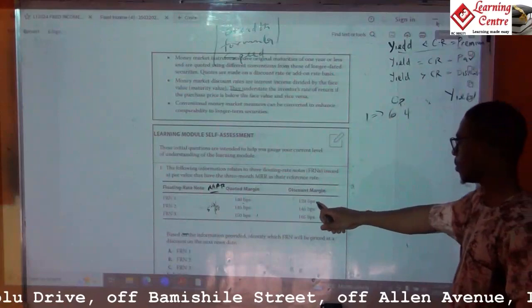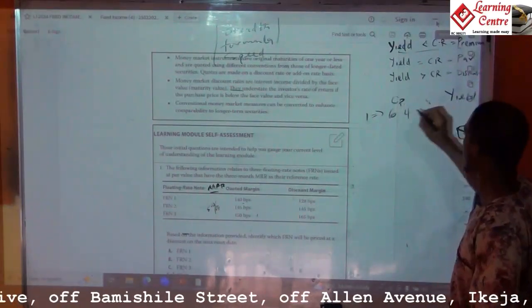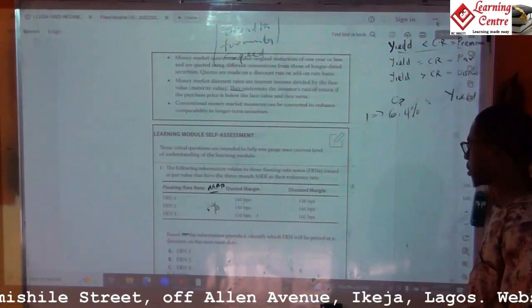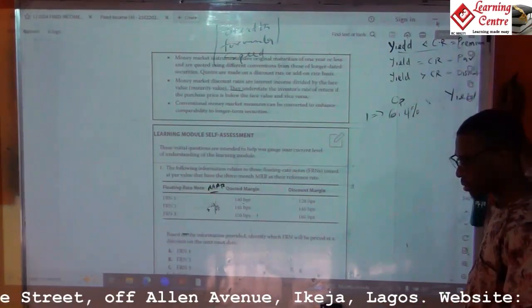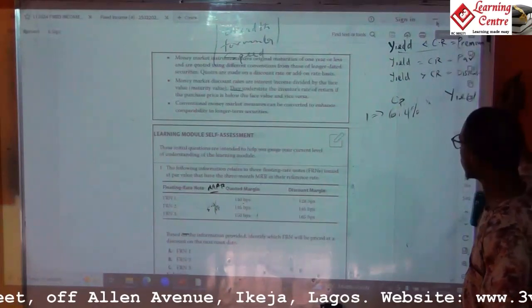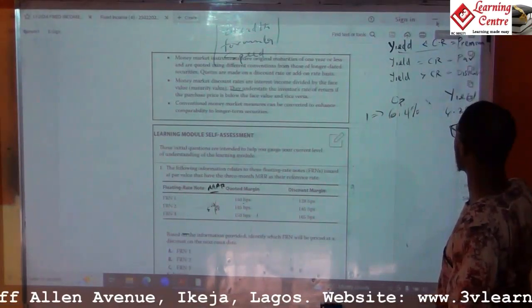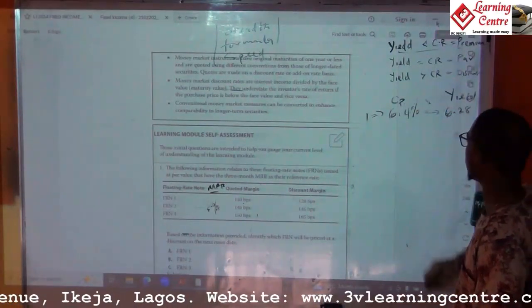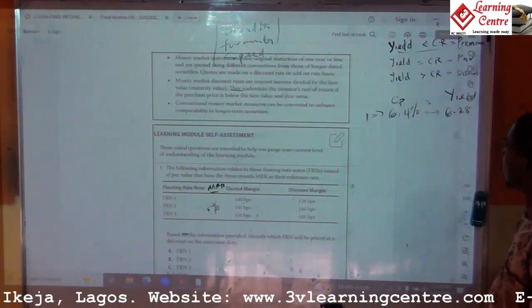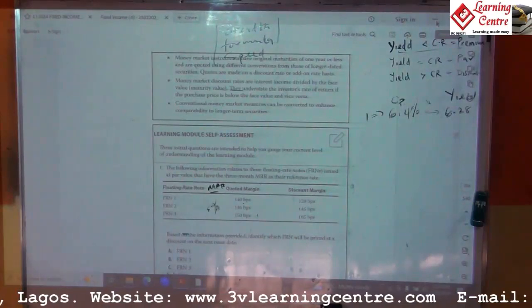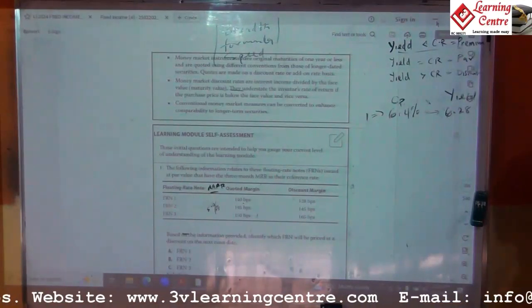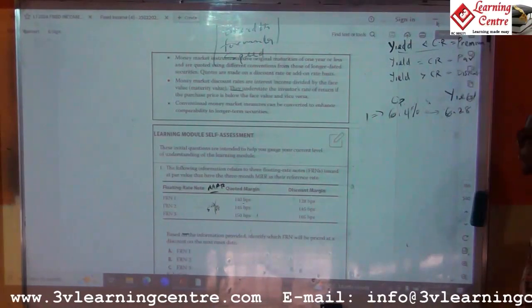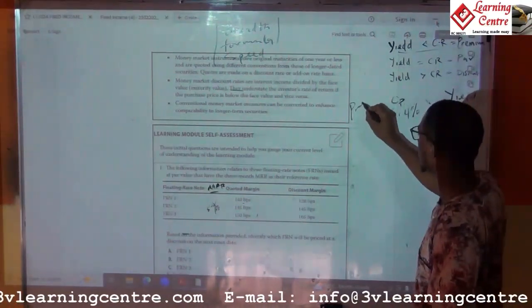So let's do the same thing. What will the yield be? 6.28. Given these two rates, where would this bond be traded: at par, premium, or discount? It's premium.